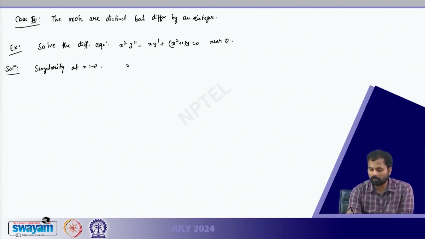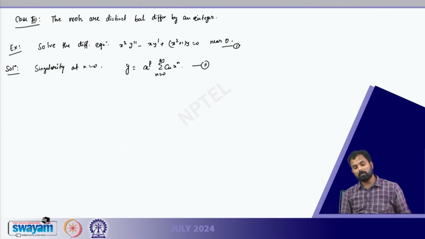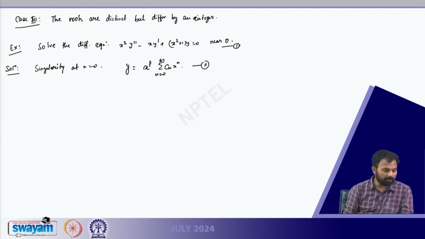Then we take the solution y as x to the power rho, summation n running from 0 to infinity c n x to the power n, as equation number 2. This one is equation number 1. Then we put everything back into the equation, and then we keep on simplifying.